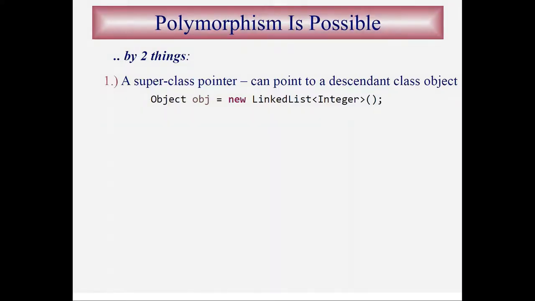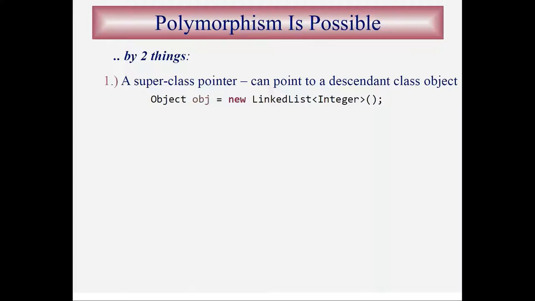Polymorphism is possible because of two features of the Java language. One is that a superclass pointer can point to any descendant object in the code. Here we have, for instance, a variable of type Object, the class Object. We are using it to refer to an instance of the LinkedList class. This is perfectly fine because Object is a superclass of LinkedList. LinkedList is inheriting from it. It's in the inheritance hierarchy branching down from class Object. In fact, Object is the ancestor of all the classes there are, and there can be, in Java. So we can do this.